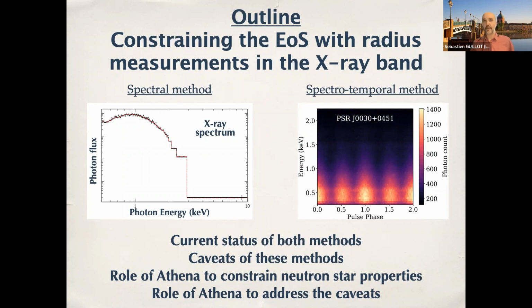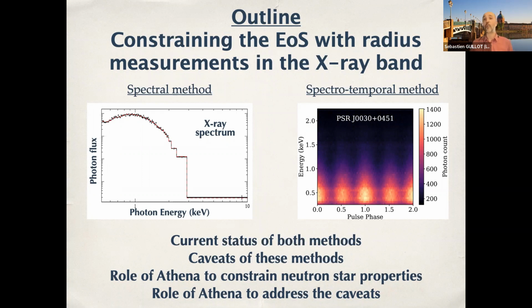And the second part will be this spectral temporal method, so what has been enabled by the NICER observatory. And for both, I'll talk about where we stand, what are the current results that we have, the caveats that are involved with those two methods, and what Athena could be doing when we apply those methods with Athena data.